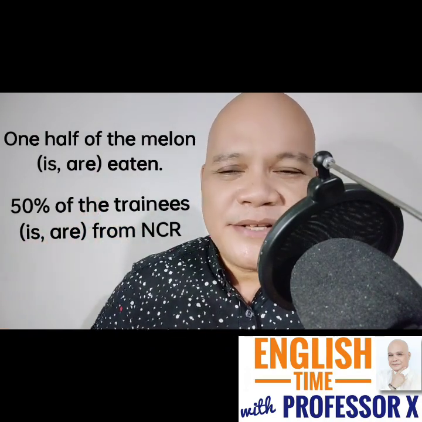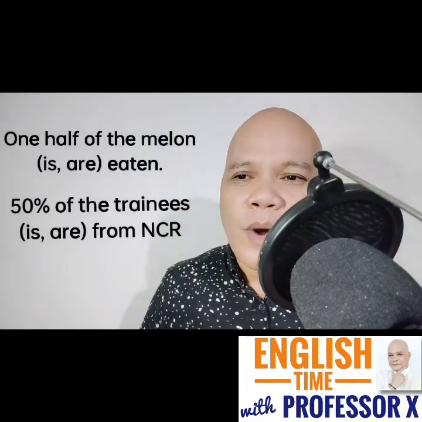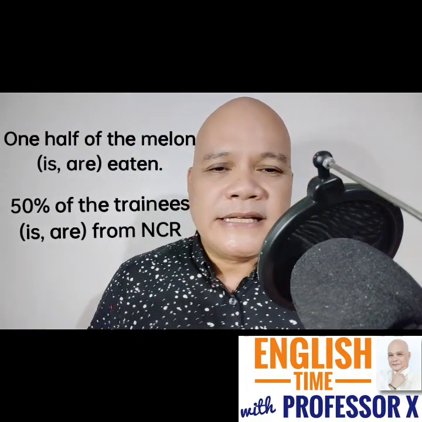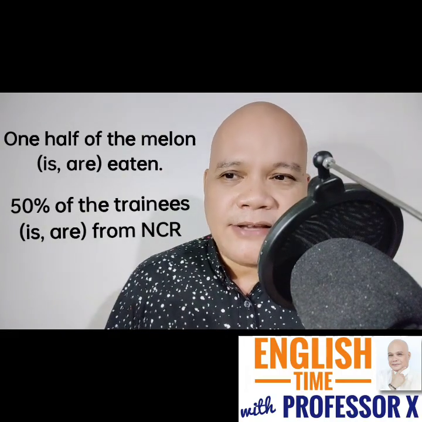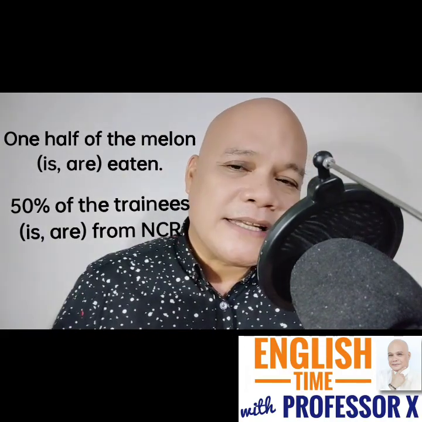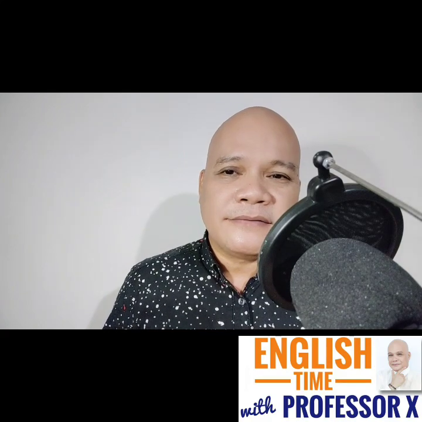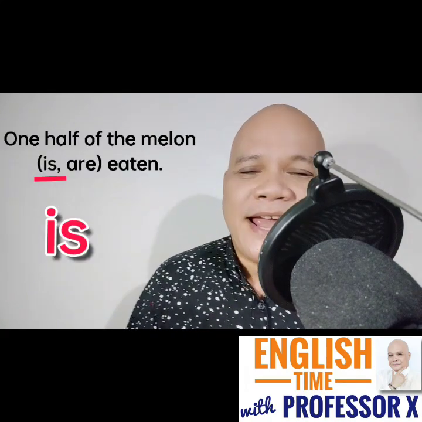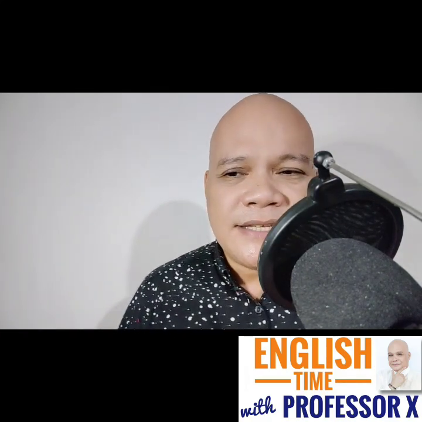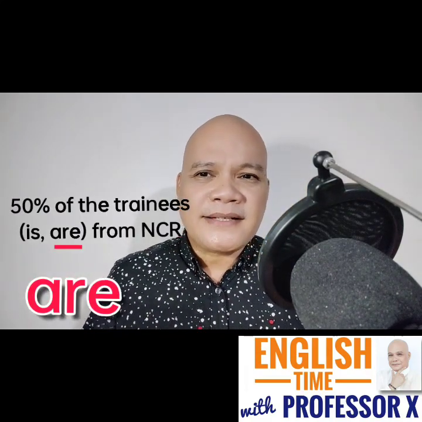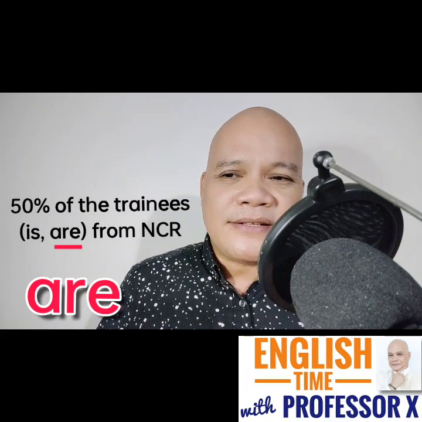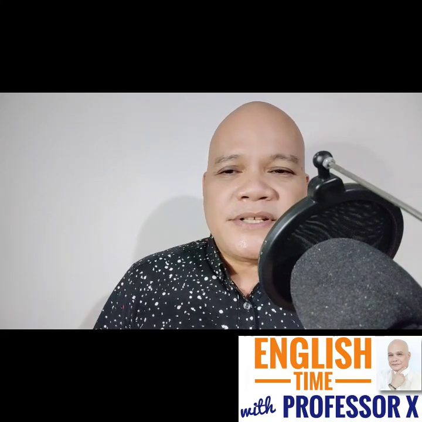Time is up. So what do you think is the correct answer? 1/2 of the melon are eaten. 50% of the trainees are from NCR. So number 1 sentence, the correct verb is "is." And for the second sentence, the correct verb is "are." All right. So why is the answer "is" for number 1 and "are" for number 2?